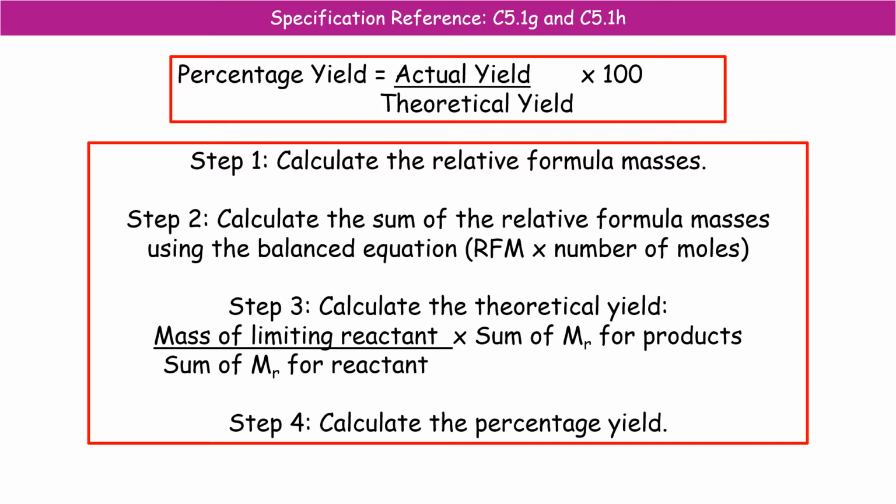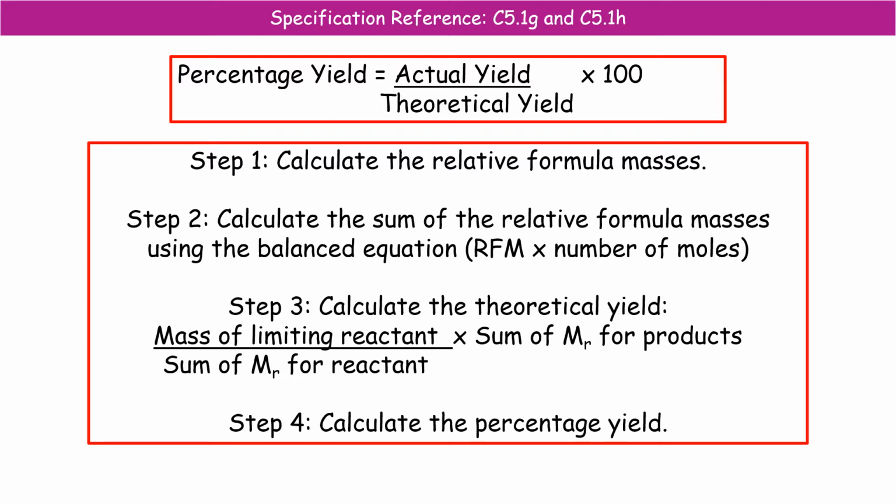Actual yield is always going to be given to you in the question. They will tell you that in the experiment they made 5 grams or whatever it is. So that's your actual yield. Theoretical yield is what we need to work out. In order to actually do this calculation, there are 4 steps to success, if you like.